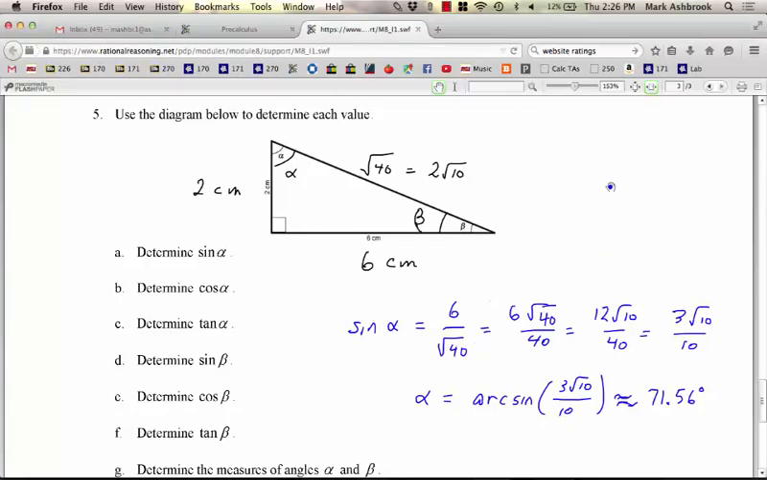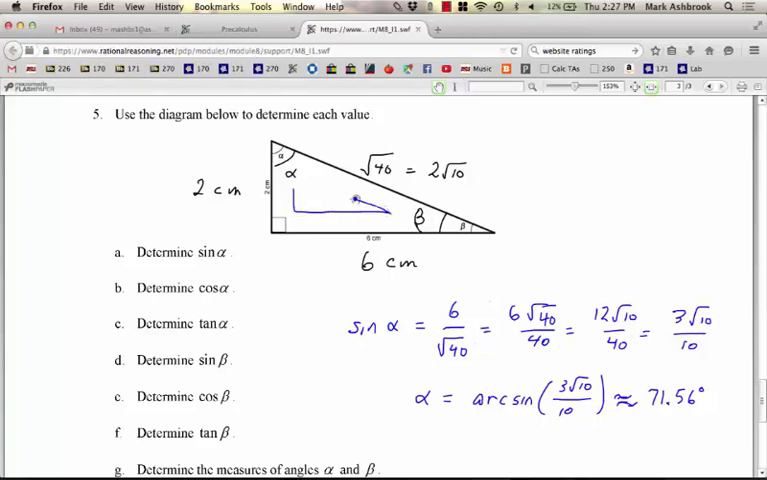Okay, questions on that? So now, finding beta, there are different ways you could express alpha. You could do the arc cosine of 2 over radical 40. Arc cosine of 2 over radical 40 would find the same angle measure. Or using beta, okay? So to find beta, you could go back to your arc sine or cosine, or what could you do to get beta now?